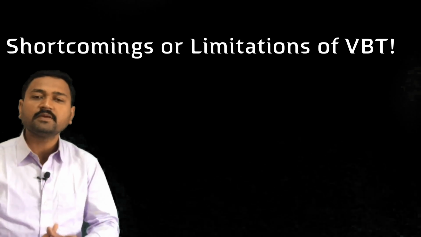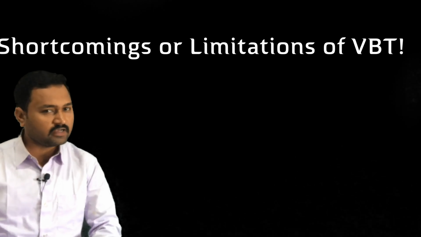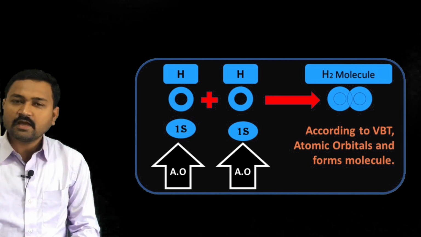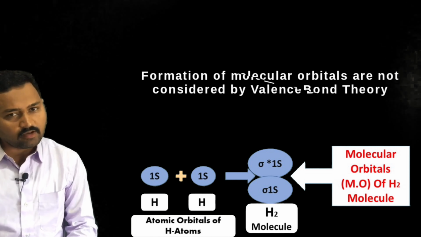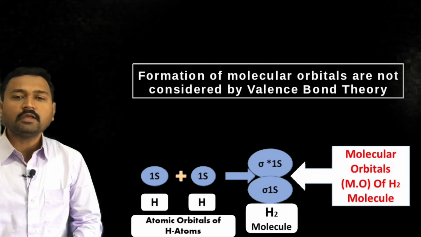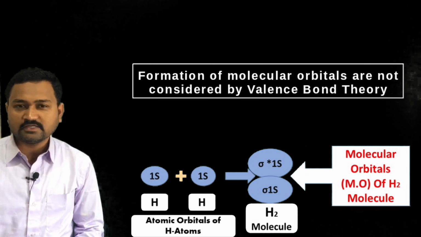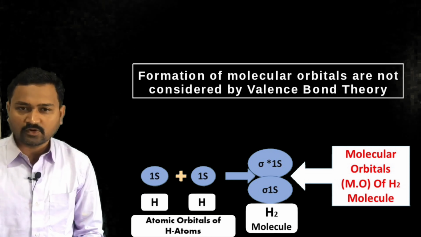Before studying the molecular orbital theory, we must know the shortcomings or limitations of the valence bond theory. Here we observe that according to valence bond theory, atomic orbitals overlap and form a molecule. But after the formation of the molecule, molecular orbitals are generally formed, which is not considered by valence bond theory. So that was the first limitation of valence bond theory.